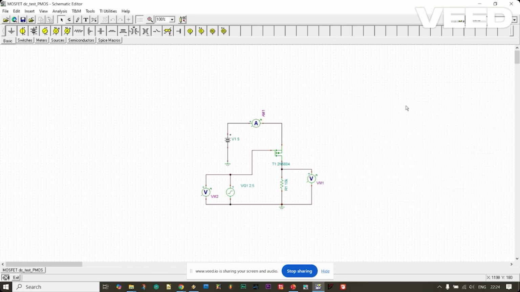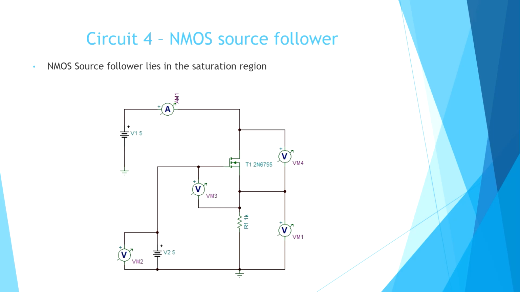So now let us see the next circuit. This is the NMOS source follower. So here, just like in a BJT emitter follower, where the input is connected to the base and you take the output from the emitter, in the MOSFET the input is connected to the gate, and the output is taken from the source.